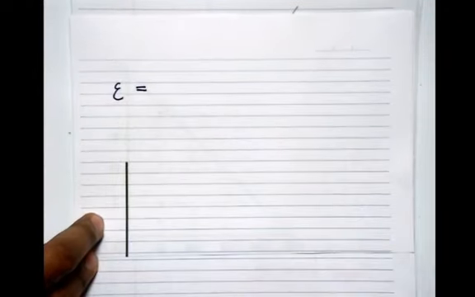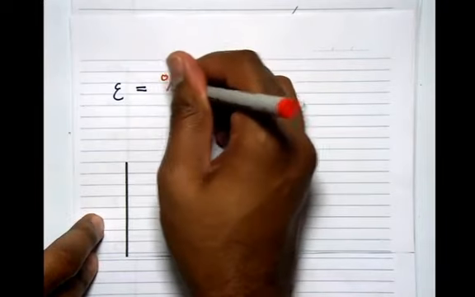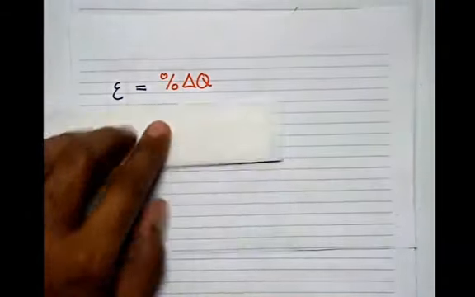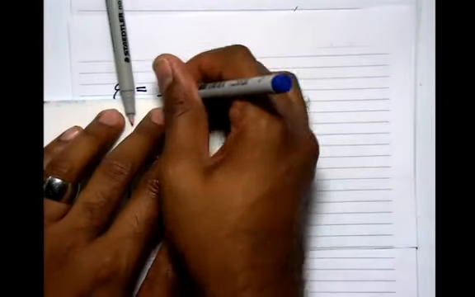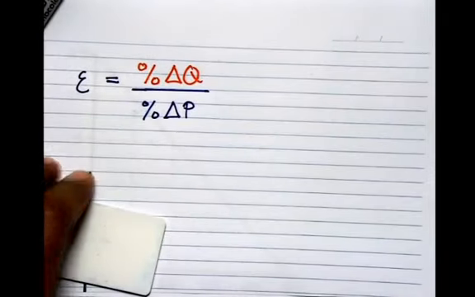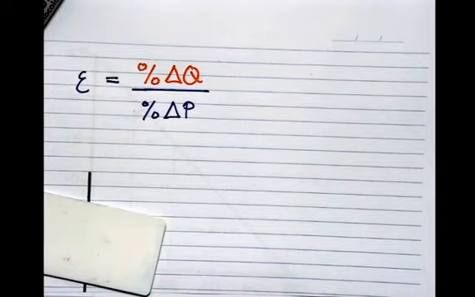Now, I'm going to show you a mathematical proof. You don't need to know this. Don't stress. I'm just showing this for completeness sake. And because it's fun. How do you calculate elasticity? Percentage change in quantity divided by percentage change in price. Yes? Elasticity is percentage change in quantity over percentage change in price.